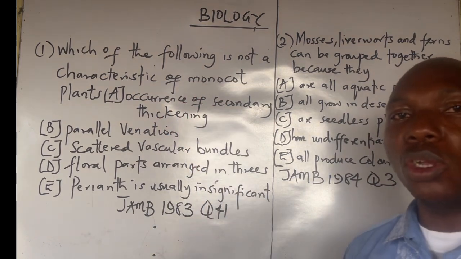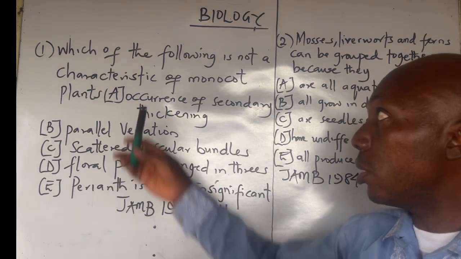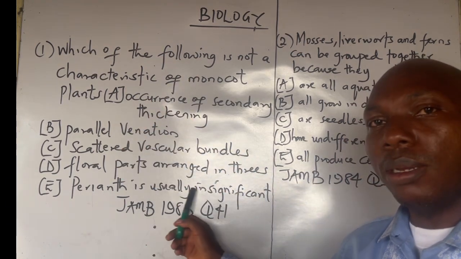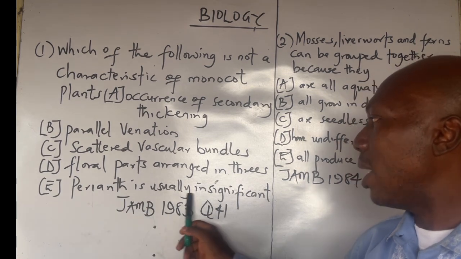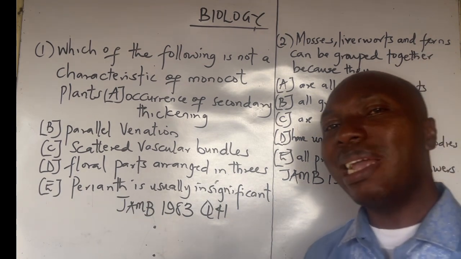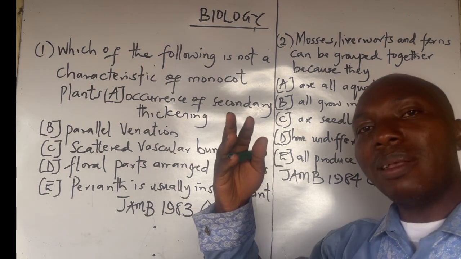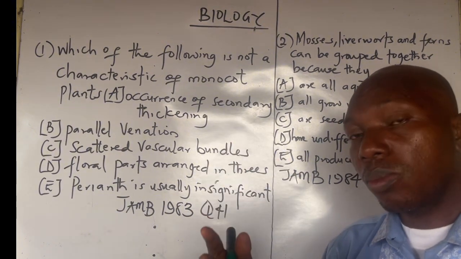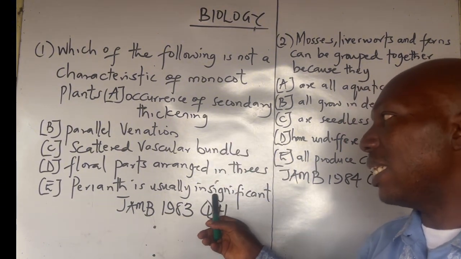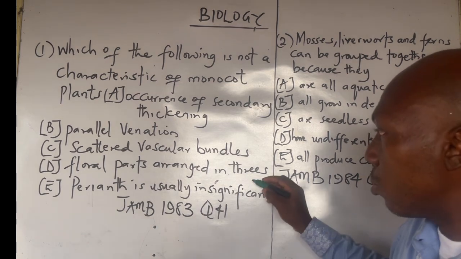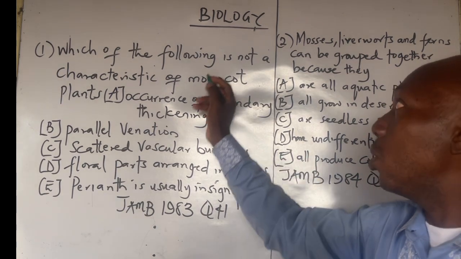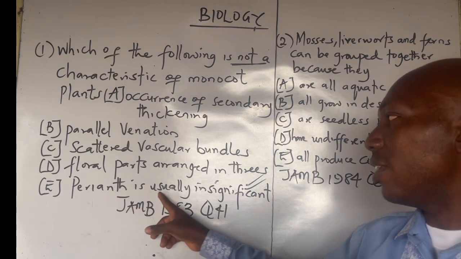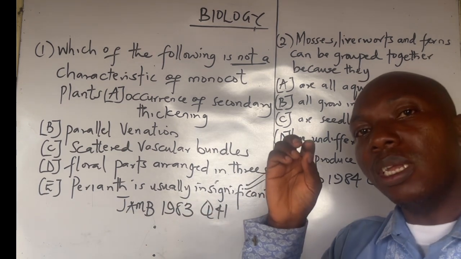JAM asked a question on monocotyledon and dicotyledon. He said, which of the following is not a characteristic of monocot plants? Let's start from option E. Perianth is usually insignificant. When we talk about perianth, we are talking about the sepals and the petals in flowering plants, and they look alike. You can't differentiate them. So they are saying that perianth is usually insignificant. But we are looking for what is not a characteristic. The perianth parts look alike, so it is significant, not insignificant.